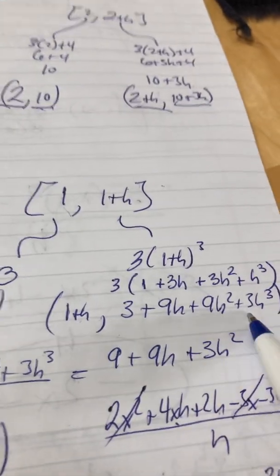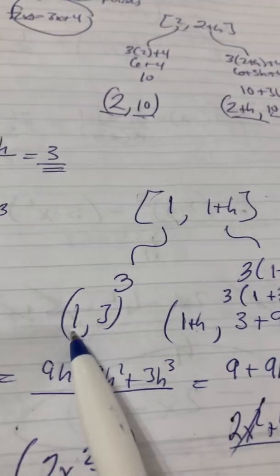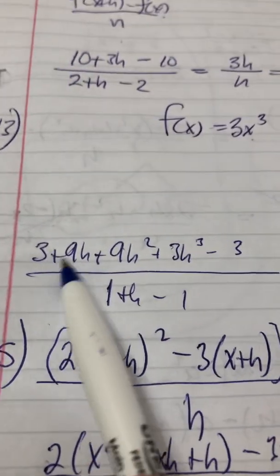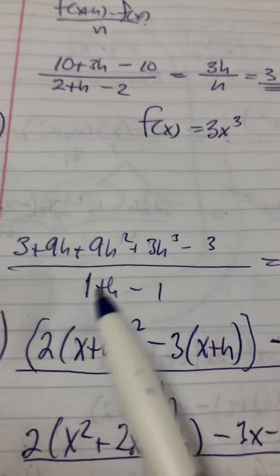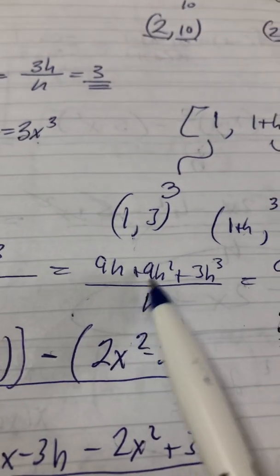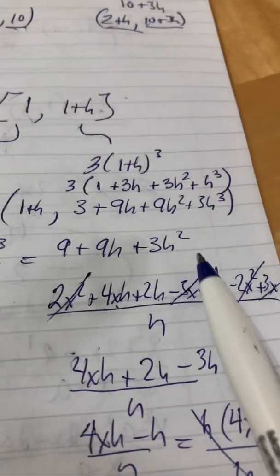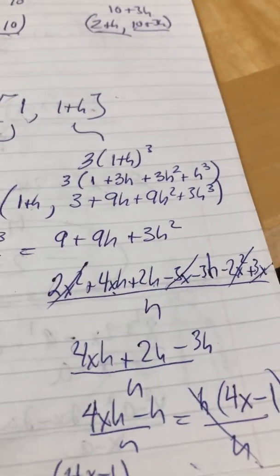So this is my y2, and this is my y1. This is my x2, and this is my x1. So it looked like this. 3 plus 9h plus 9h squared plus 3h cubed minus 3 over 1 plus h minus 1. And that left me with 9h plus 9h squared plus 3h cubed over h. And then I factored out an h, and I canceled my h's, and I'm left with that as an expression.